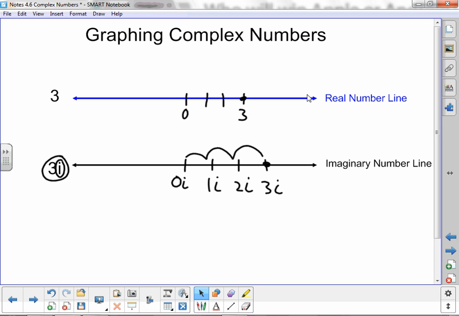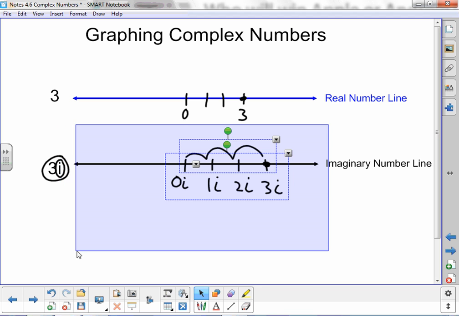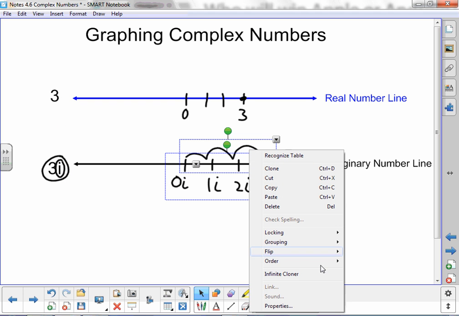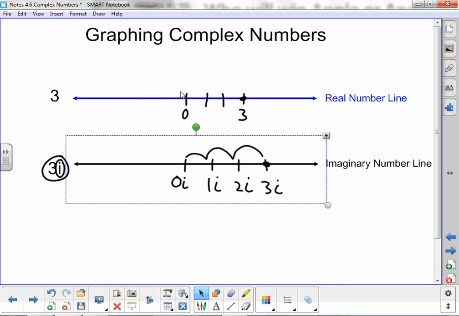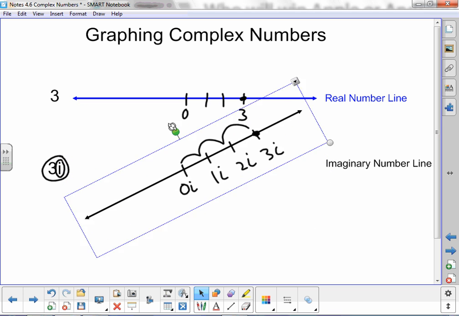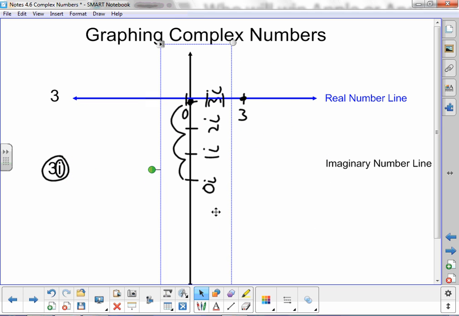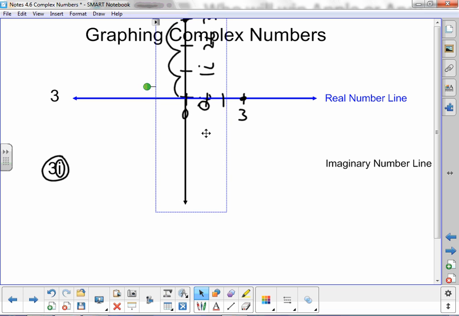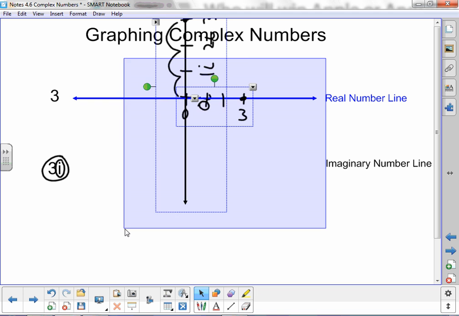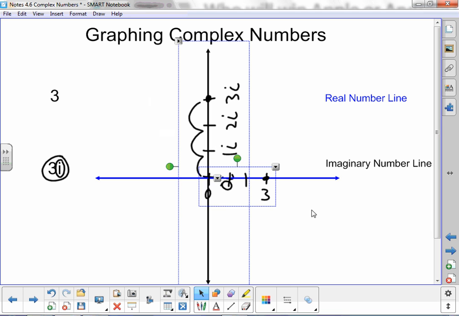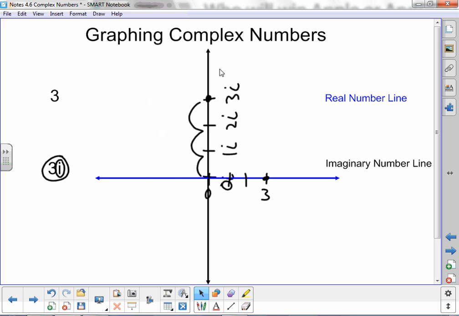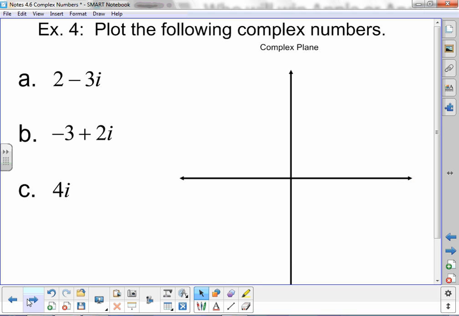Now, remember, a complex number has a real part and an imaginary part. So we've got to put these two number lines together. Just like with the x and the y, I'm going to group it and rotate. So in order to put two number lines together, there you go. You now have what looks like a coordinate plane. You basically just overlay one number line on top of the other number line to graph a complex number. Because there's two parts, you need two number lines.